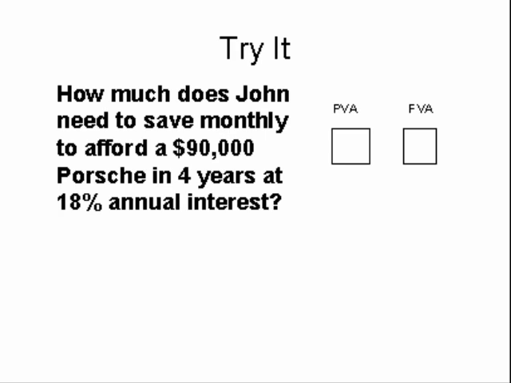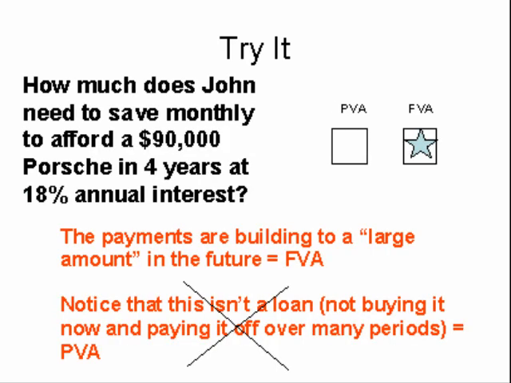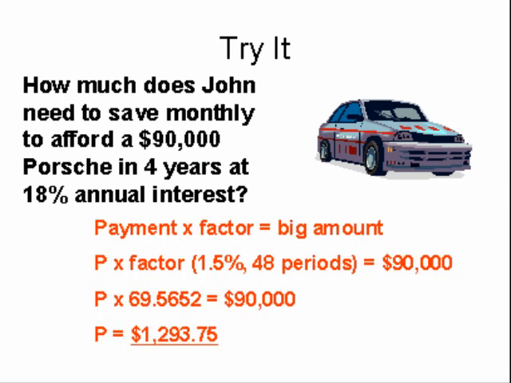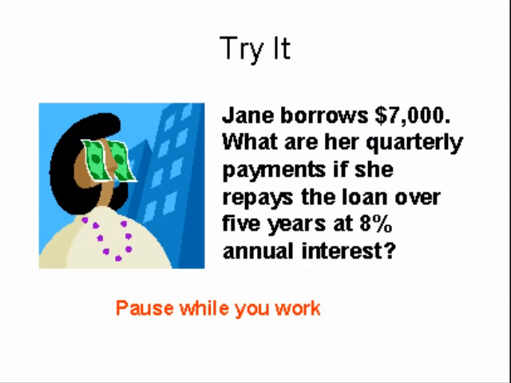All right, try this one. The payments are building to a large amount in the future because he's going to buy the car after he has saved the amount. Okay, notice that you have to adjust for compounding. Get your factor and solve for your payment amount. All right, let's try another one.